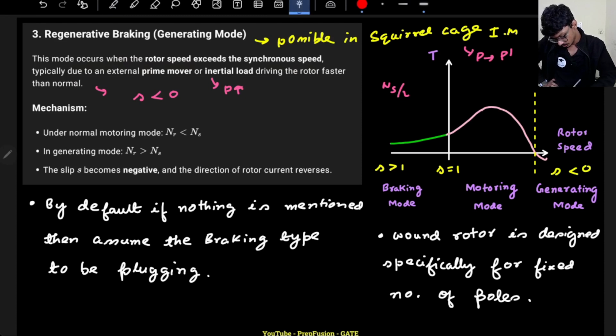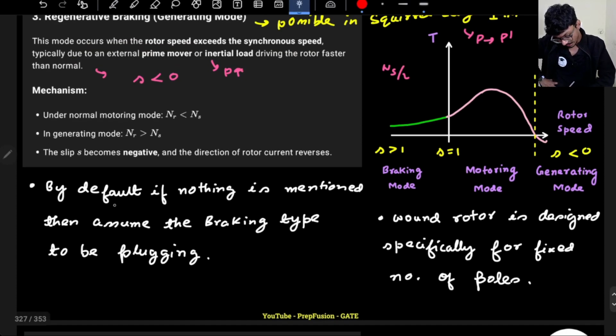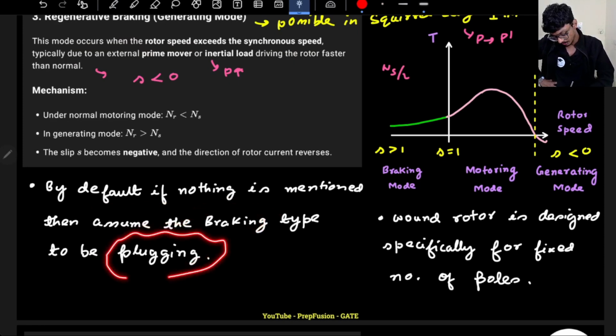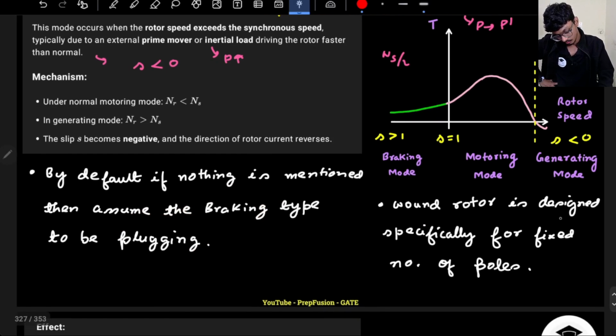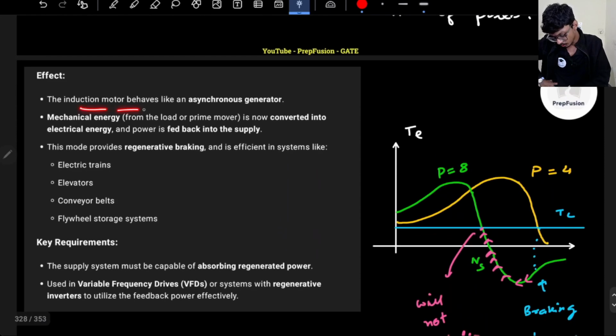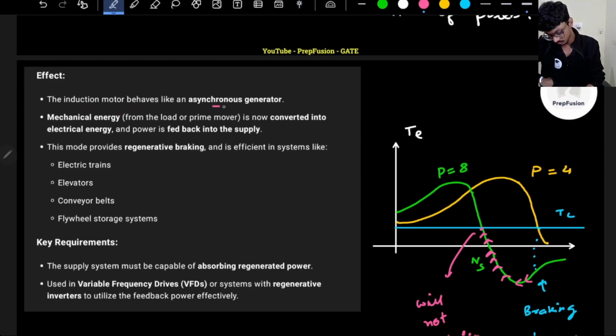Okay, one more thing. By default, if nothing is mentioned, assume that the braking type is plugging. And in a wound rotor, we cannot use this, because a wound rotor is designed specifically for a fixed number of poles. So here the induction motor behaves as an asynchronous generator. Why asynchronous? Because the speed is not Ns, nr is not equal to ns.